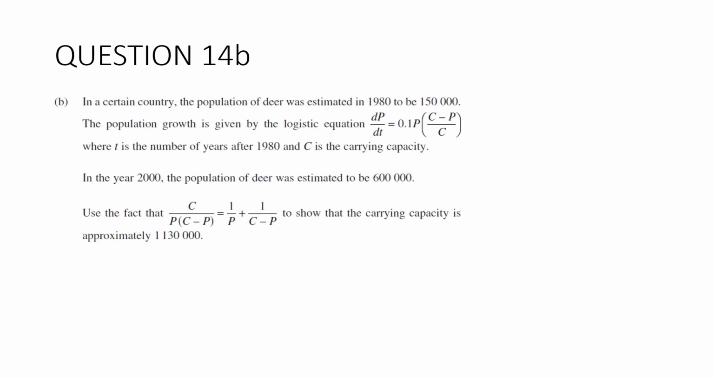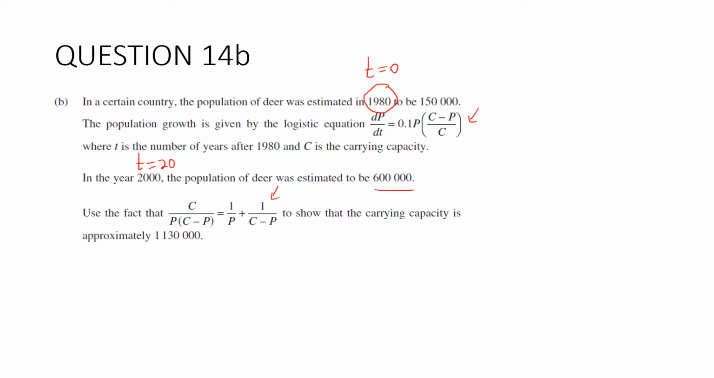14b. In a certain country, the population of deer is estimated in 1980 to be 150,000. So make that t equal to 0. Population growth is given by the logistic equation. T is the number of years after 1980, C is the carrying capacity. In the year 2000, so t equals 20, the population of deer is estimated to be 600,000. Using this fact, show the carrying capacity is approximately 1.13 million.